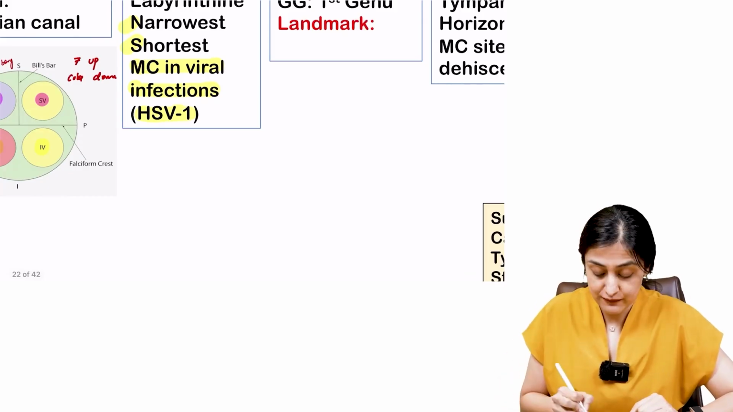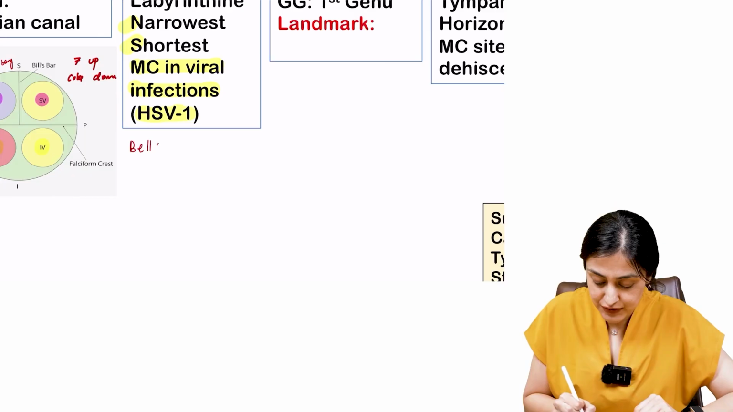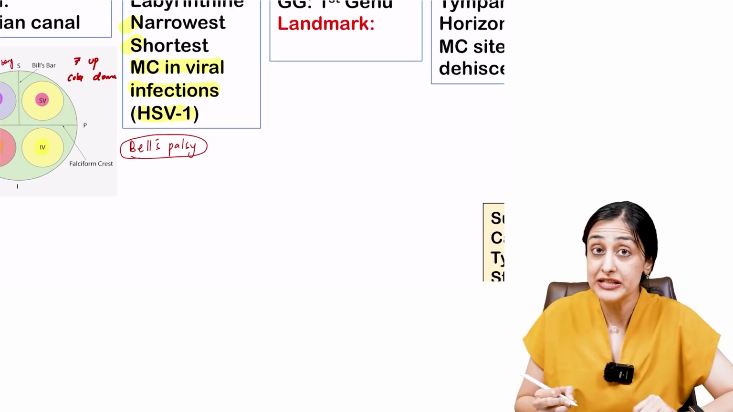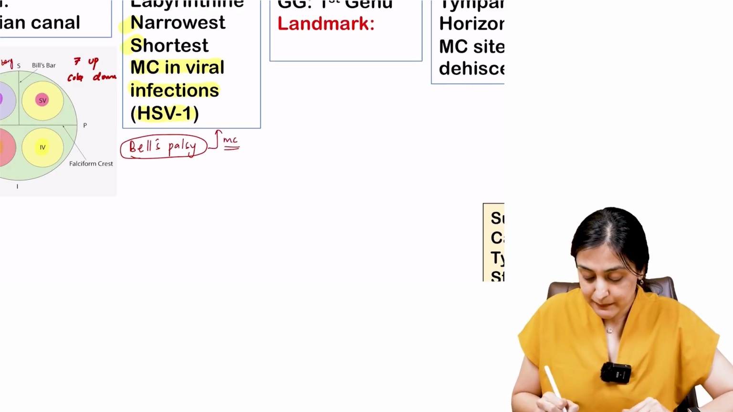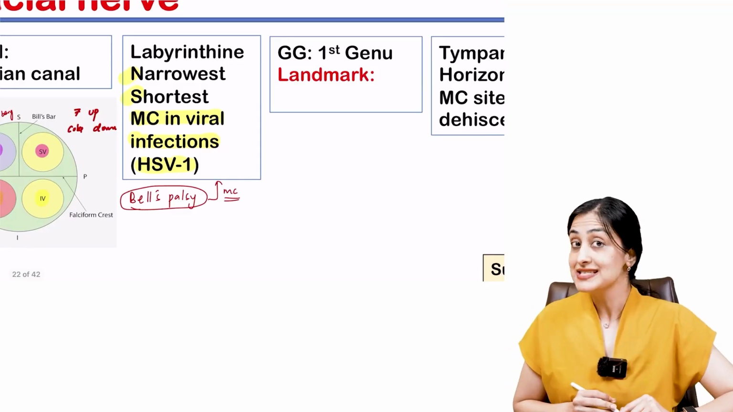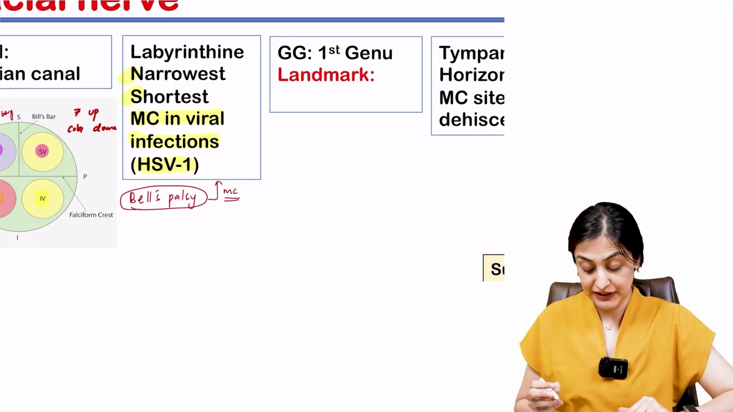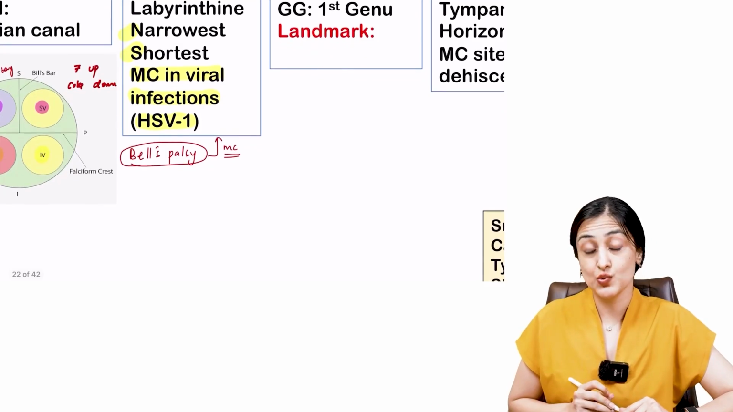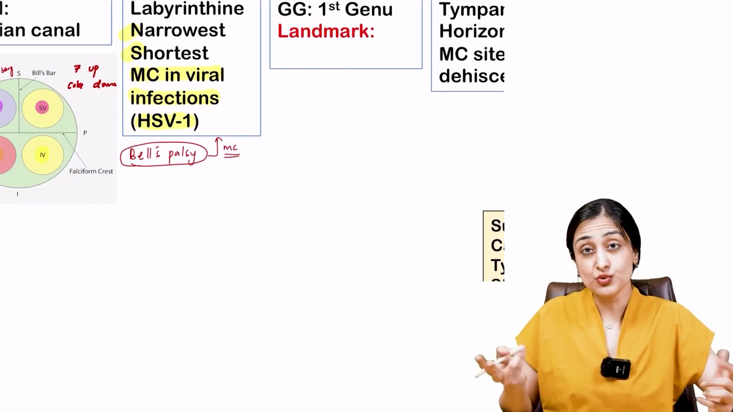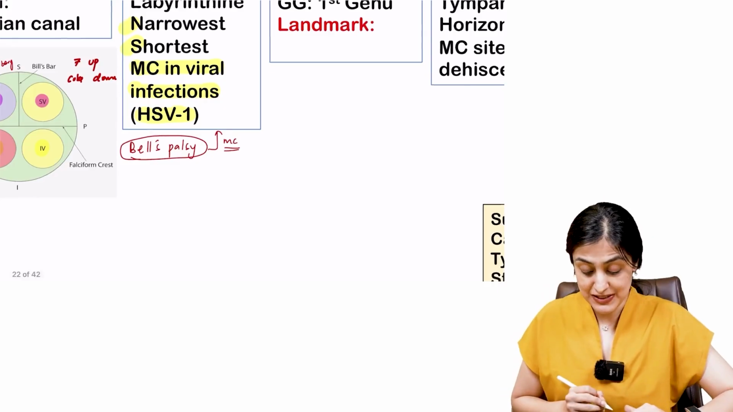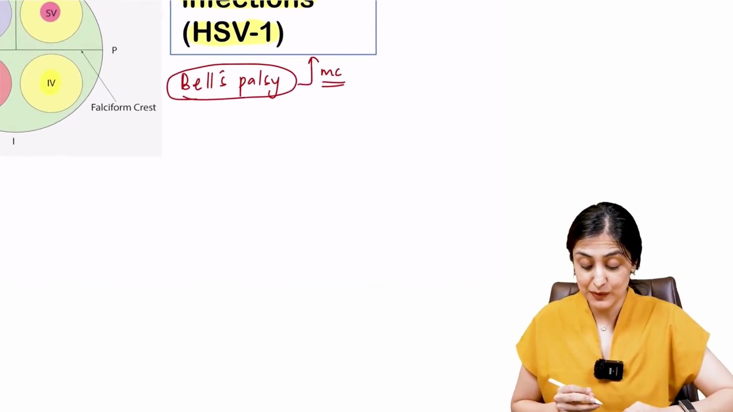So this is what we call Bell's palsy, right? Bell's palsy is nothing but facial nerve involvement, and the most common part where that happens is the labyrinthine segment. So it happens most commonly here. This is where it's involved. HSV1 is what causes it. Usually it's idiopathic. So just remember Bell's palsy happens here while we're talking about Bell's palsy.